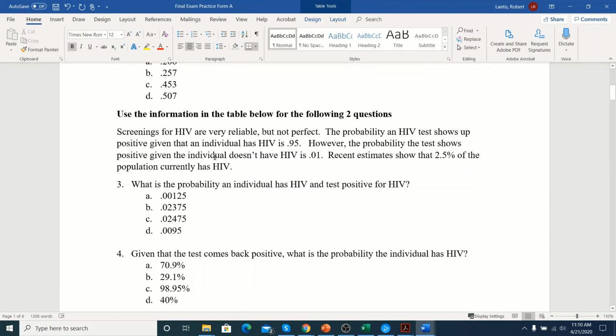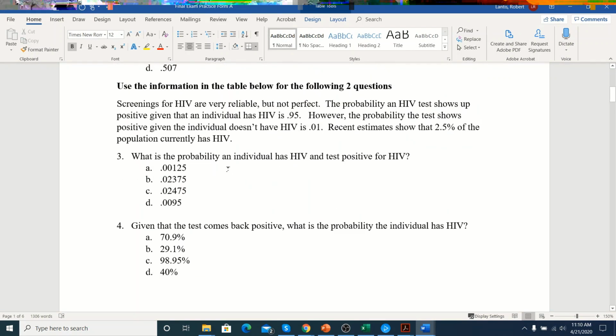So we then have these probability questions that you might want to review a little bit. That shouldn't be too bad once we start looking at them. So let's say the screenings for HIV are very reliable but not perfect. The probability an HIV test shows positive, given the individual has HIV, is 0.95. However, the probability the test shows positive given the individual doesn't have it is 0.01. Recent estimates show about 2.5% of people have HIV. Okay? So we can run with this example.